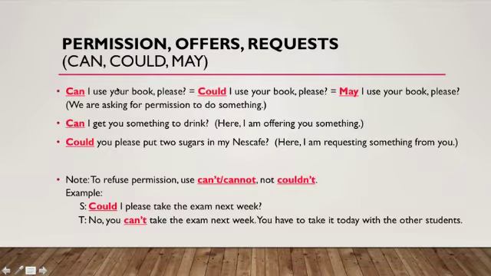We use the modal verbs can, again, could, again, and may for the meaning of permission, or to make offers, or to make requests. Permission is about سماح. هل تسمح لي أن أعمل كذا. So for example, can I use your book please? أنا ممكن أستخدم كتابك من فضلك؟ Can I use your book please?